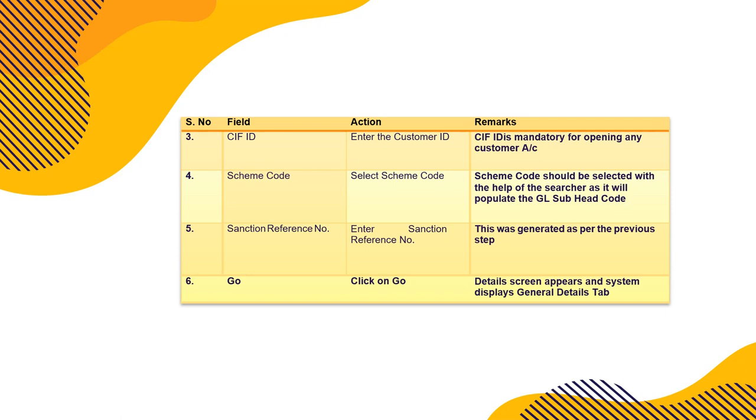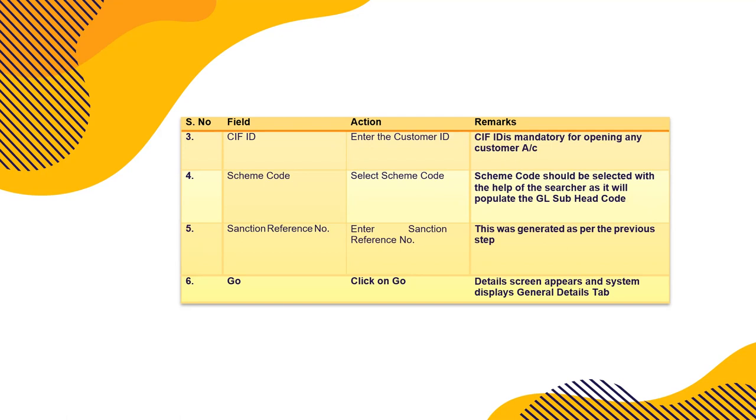So the CIF ID has to be entered first. We have already created the CIF ID. Maybe he has a deposit account with us, so the CIF is already available. Customer Information File. Then scheme code. Scheme code should be selected with the help of the searcher, as it will populate the general ledger subsidiary head code.